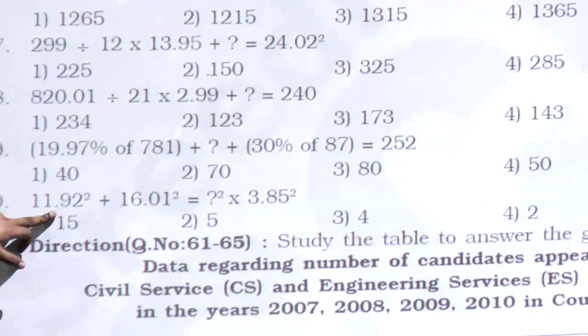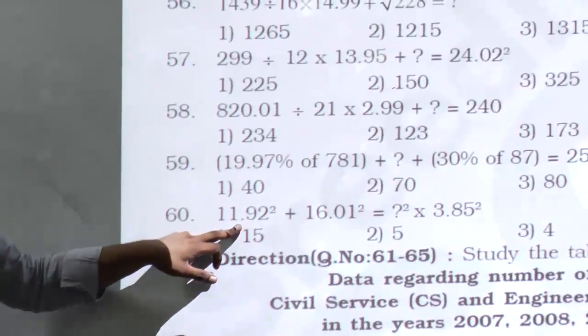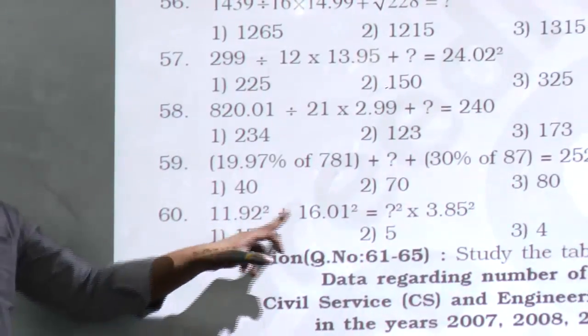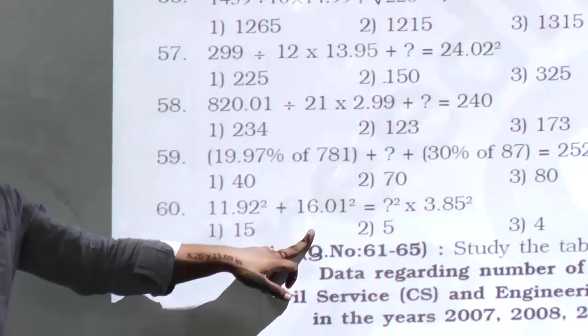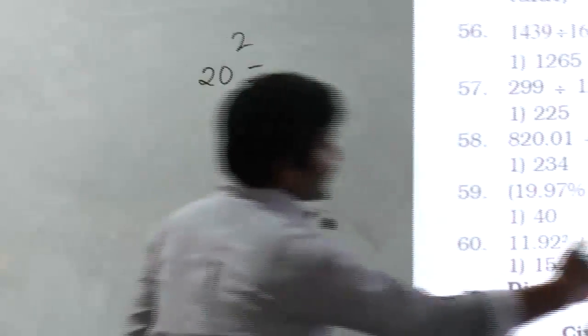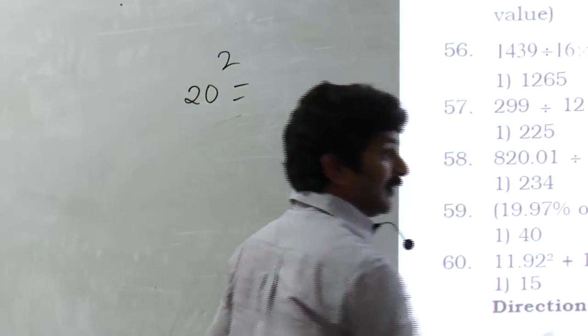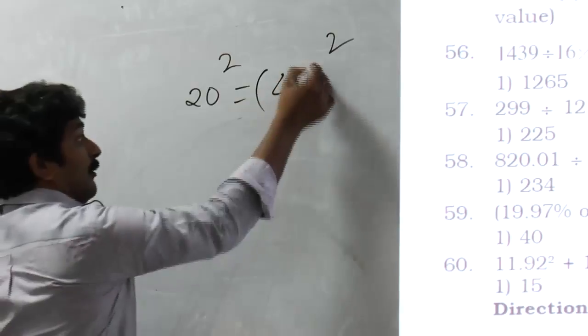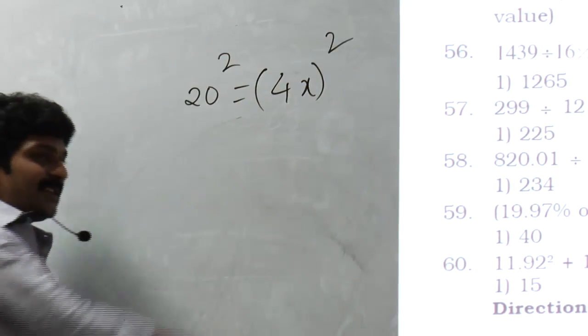Right. What is this? 12 square. How much is that? 16 square. 144 plus 256. 400. 400 is 20 square, right? And right hand side you have x square into 4 square. That is equal to 4x whole square. 4x is equal to 20. X is equal to 5.